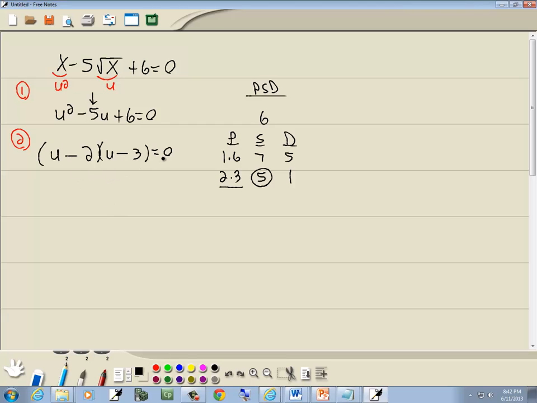Now, zero factor property. You got 0 on one side, you factored the other side. We'll set each factor equal to 0. So we'll set u minus 2 equal to 0 and u minus 3 equal to 0. Take negative 2 over and we got u is equal to 2. Take negative 3 over and we got u is equal to 3.